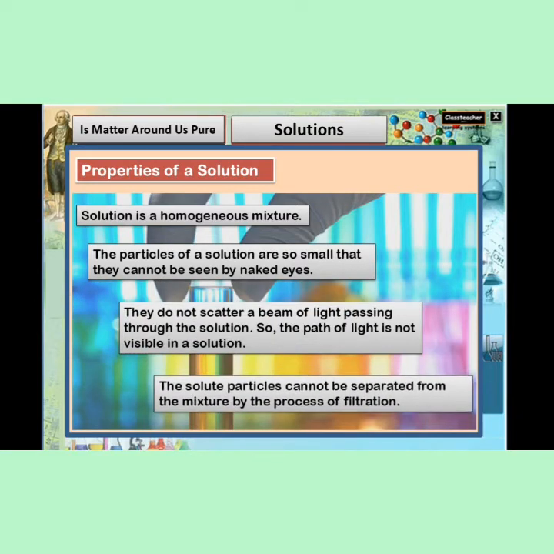Next point is the solute particles cannot be separated from the mixture by the process of filtration. Now you know that we can separate different kinds of mixtures through the filtration process. But as the solid particles go into the vacant space and are completely dissolved, they cannot be separated through the simple process of filtration. Another point we can say is that solution is always stable. You cannot see the solid particles settled down inside it, so it will always be stable.